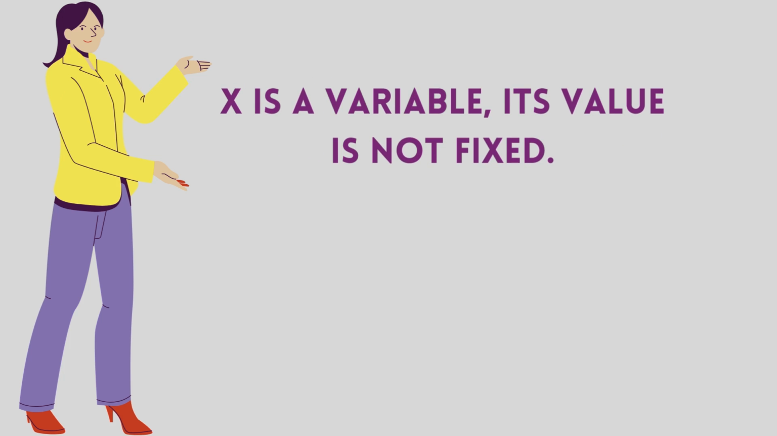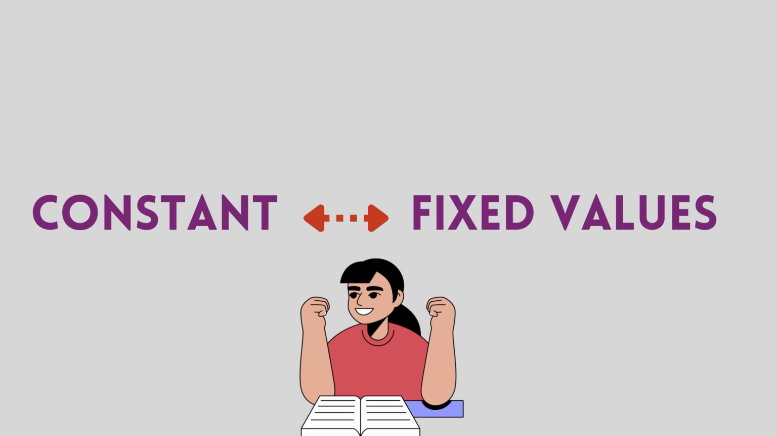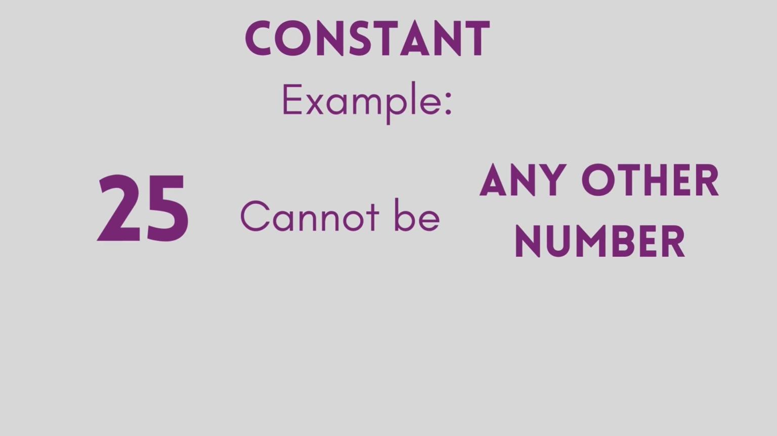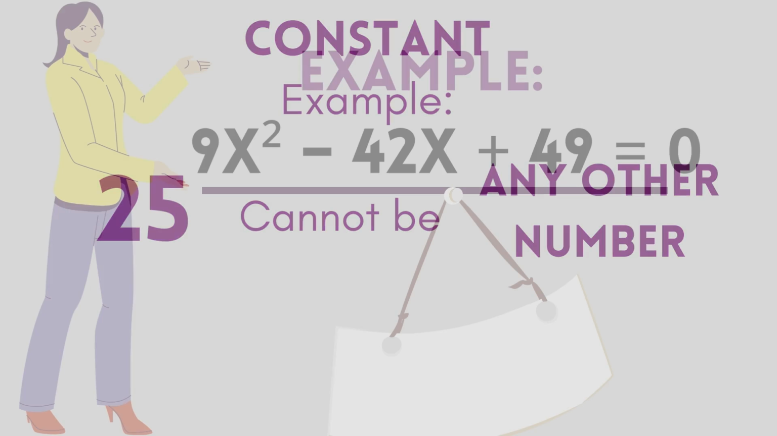In contrast, there are some values in equations which remain constant and do not change ever. For example, consider a number 25. Now this 25 is a number that will remain to be 25 forever. It cannot be written as 2 or 5 or 52 or any other random number that comes to your mind. It is 25, a constant value, and it will remain so.